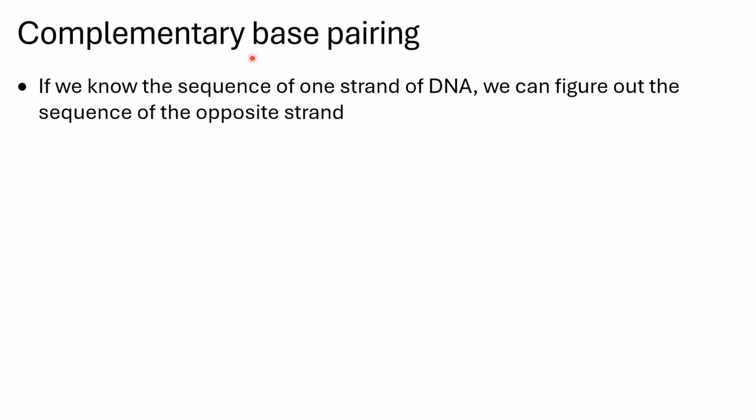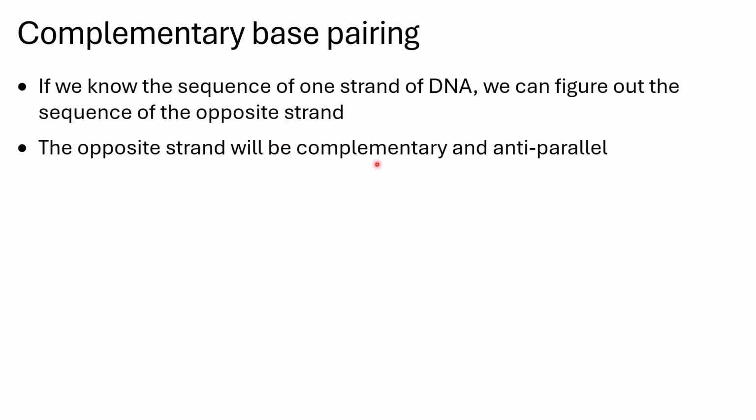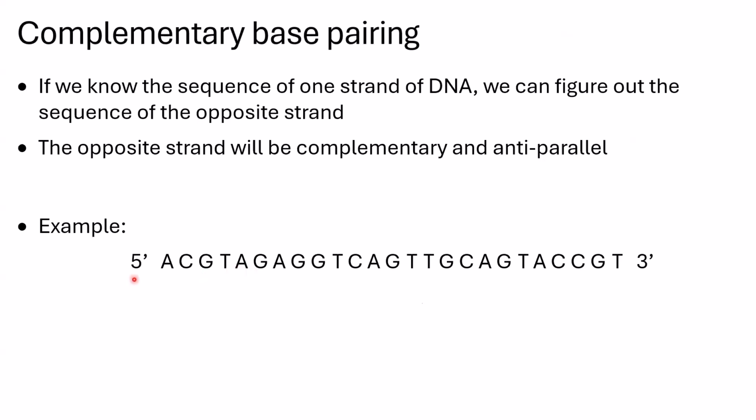The complementary nature of DNA means that if we know the sequence of one strand of DNA, we can easily figure out the sequence of the opposite strand. The opposite strand will always be complementary and anti-parallel relative to the original strand. For example, say we have this random sequence here, with the 5' end on the left and the 3' end on the right. Since the opposite strand is anti-parallel, we know that its 3' end is on the left and its 5' end is on the right.